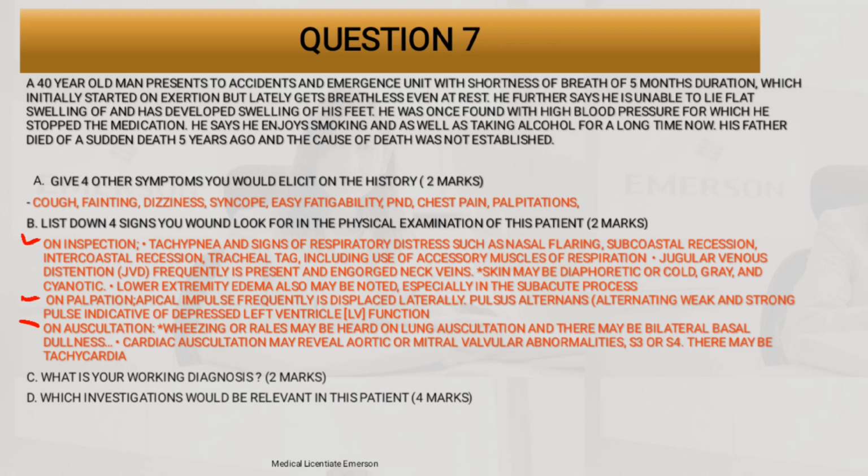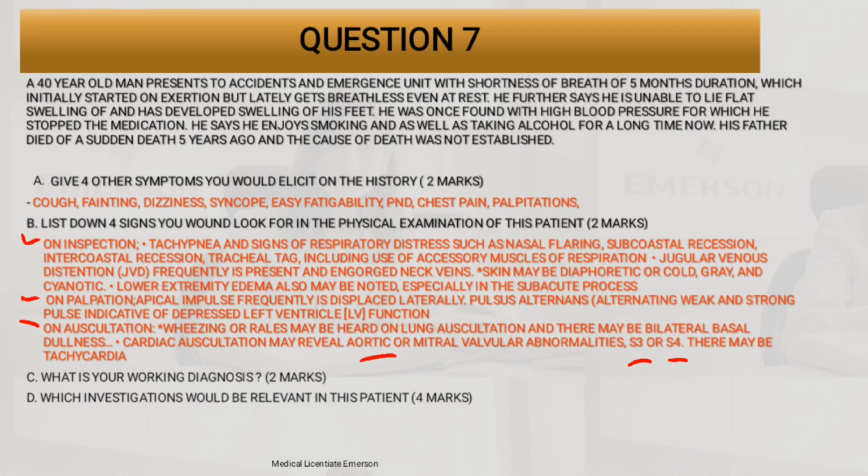Okay, then for cardiac auscultation, it may reveal aortic or mitral valvular abnormalities. There may be S3 or S4, murmur. So these are some of the things we're going to find, and there may be tachycardia. So this is how you go about writing the signs for the physical examination. Instead of just listing them, you can list them as on inspection, on palpation, and on auscultation.